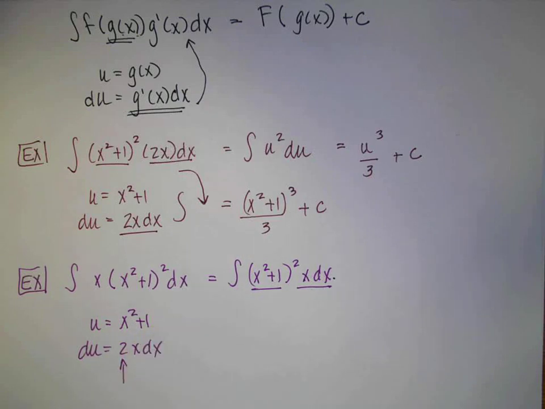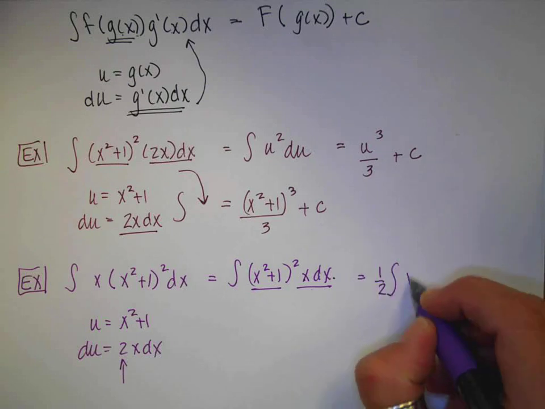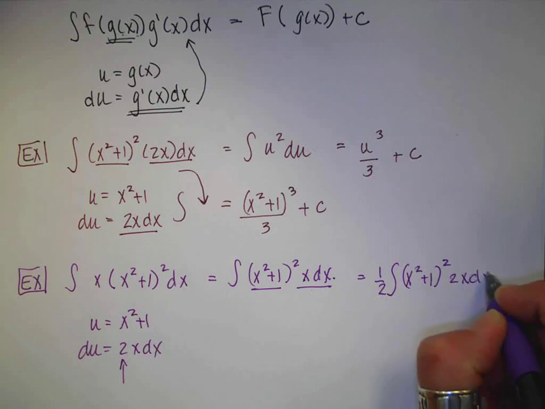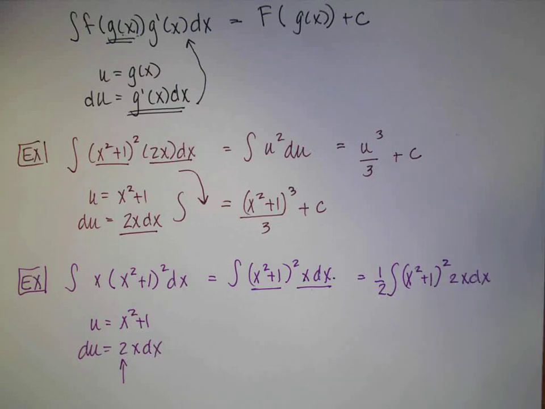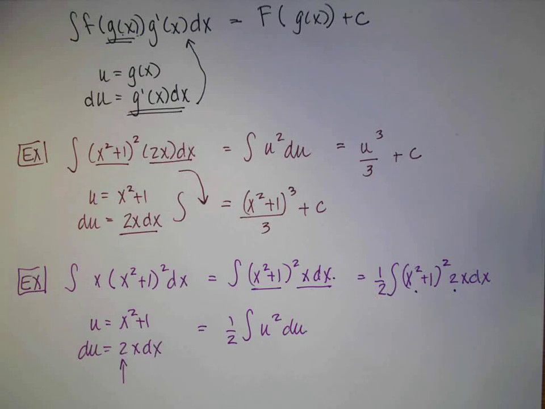So I need to introduce a 2 on the inside, which means I need to introduce a 1/2 on the outside. So I'm going to rewrite it like this just to show you one time. I usually don't do this when I'm doing U substitution, but just to illustrate the point, now you can see what it looks like. So now I have, here's my inside u, here's my 2x dx du, so then my integral becomes 1/2 times the integral of u squared du. Okay, so that's pretty easy.